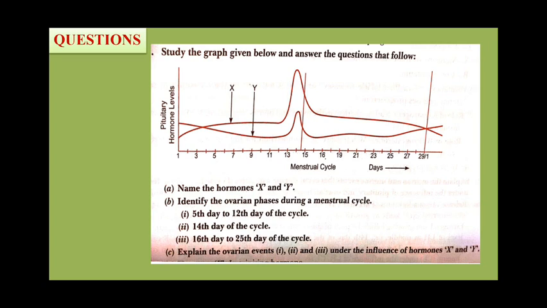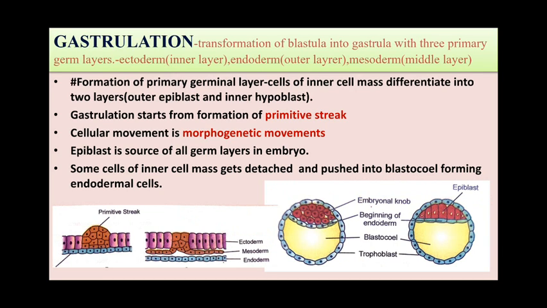Okay, now next we will start with gastrulation. Now see, though this part is not given in your book, only a little of it is mentioned, so we are dealing with only a little, and a little explanation I am giving to you. Now, gastrulation is the transformation of blastula into gastrula with three germ layers, that is endoderm, ectoderm and mesoderm, by rearrangement of the cells.